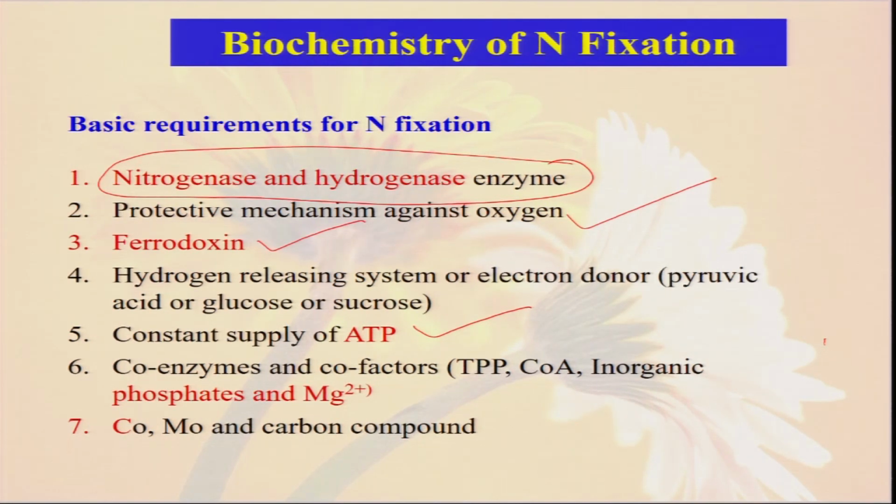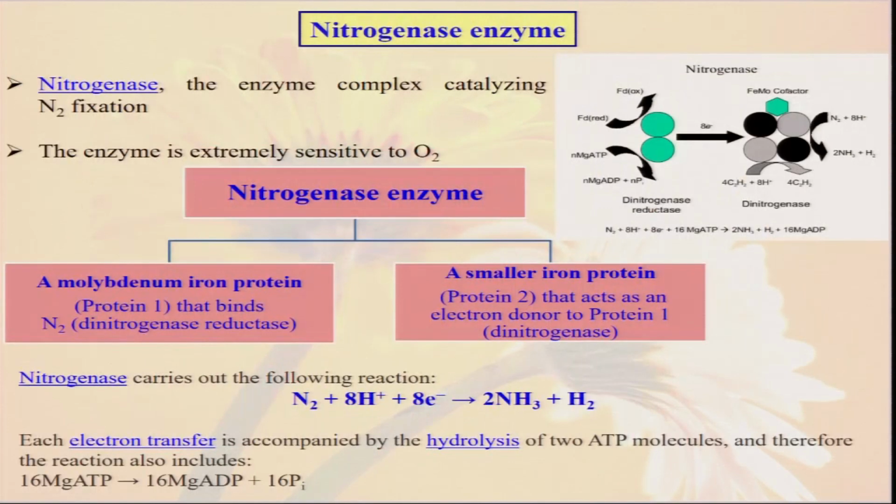So, every time a lot of energy is needed. This is an energy-consuming process, and there are some coenzymes and cofactors, and some different compounds needed: cobalt, molybdenum and carbon compounds. So, if the soil organic carbon content is high, then there is a chance of more nitrogen fixation. Similarly, for cobalt and molybdenum, sometimes we advocate using some molybdenum along with it for more nitrogen fixation. This is the nitrogenase activity I have already told.